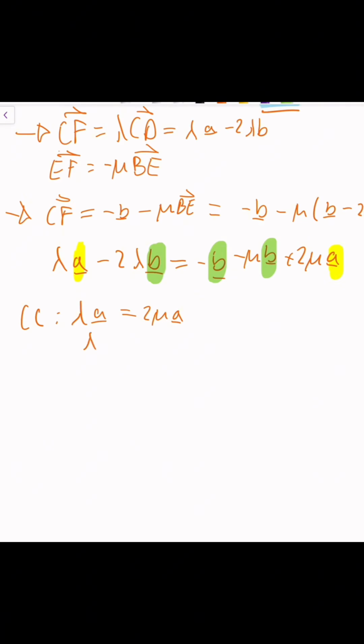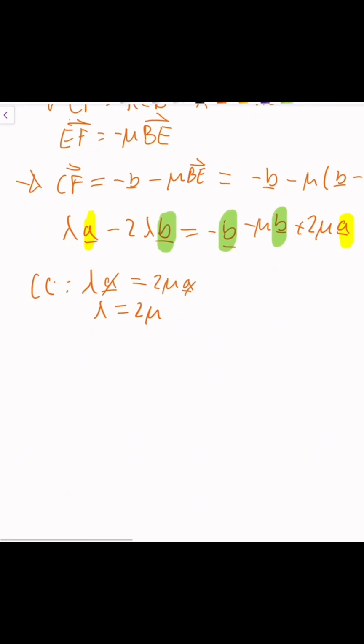And here we can simply ignore the A because we can cancel on both sides. Therefore we have lambda equals 2 mu. Again, let's bracket this. Let's say we're comparing coefficients of A. Here we're comparing coefficients of B.